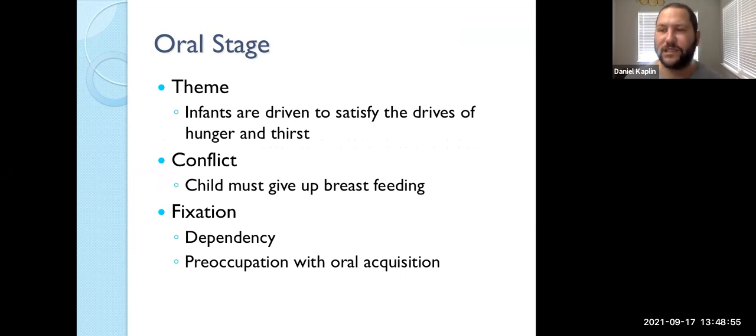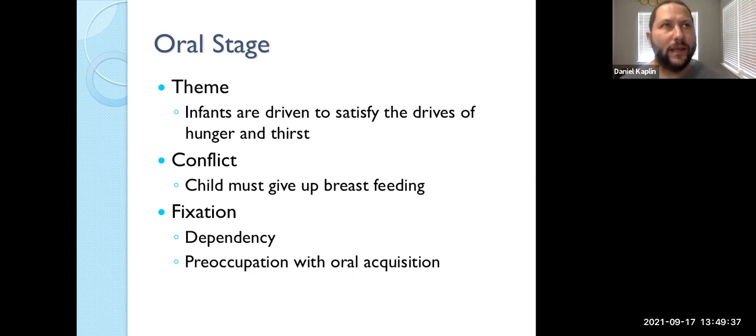So the oral stage is typically described as birth to about 18 months. The general theme is that children are trying to satisfy their basic drives of hunger and thirst. Now, how did people feed in Freud's day? Well, breastfeeding, right? So the breast was the source of the vast majority of pleasure from birth to 18 months. But the biggest challenge you would face is when to wean the child off of the breast, right?